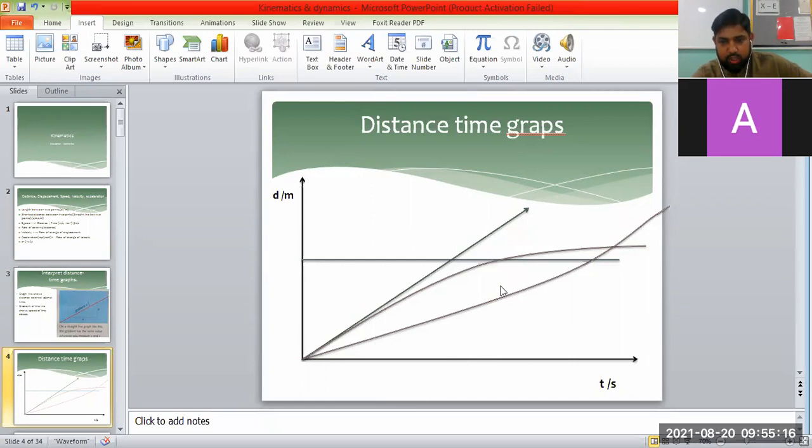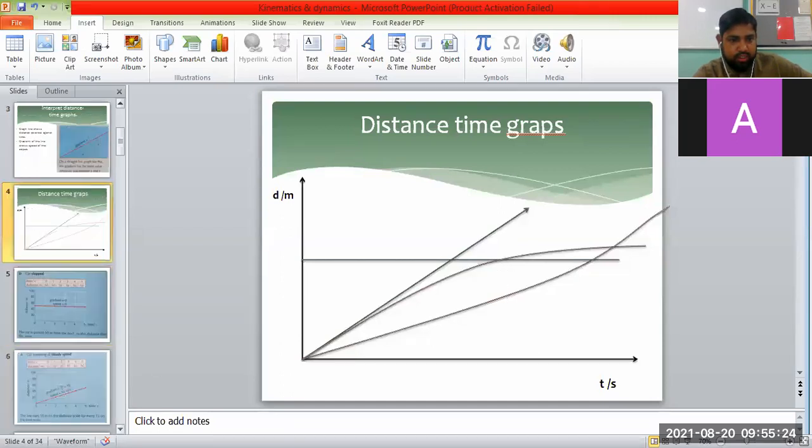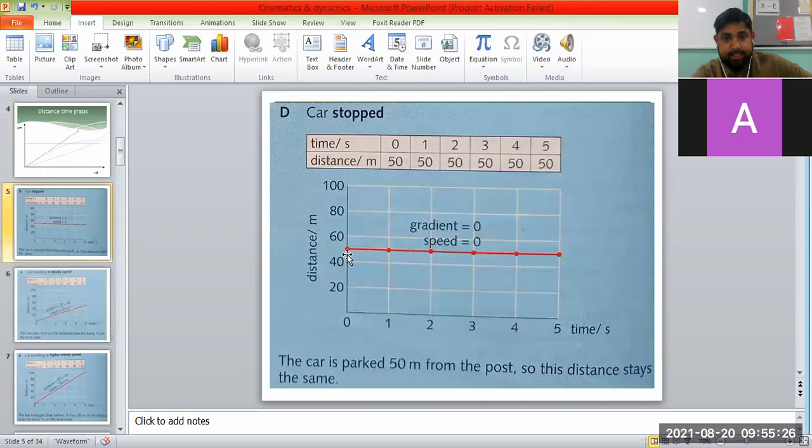So these are some types of graph shapes which we'll be getting. All of them will mean different things, so we'll be having a look at that. I'll be moving quickly on it. So this one is showing distance against time. Someone tell me, what does this horizontal line show? What does that show?